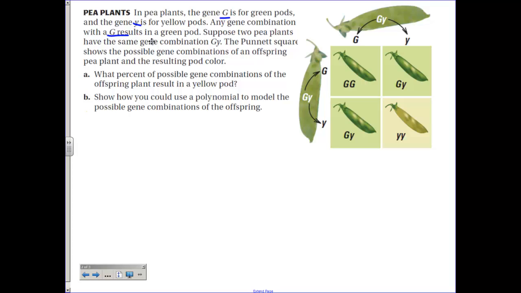Now, part A says, what percent of the possible gene combinations results in yellow? Well, that's real easy to figure out because over here we have 4 equal sized quadrants, and the only way it could become yellow is if both the genes are Y, Y. We can see we have 1 out of 4, and 1 out of 4 ends up being 25%.